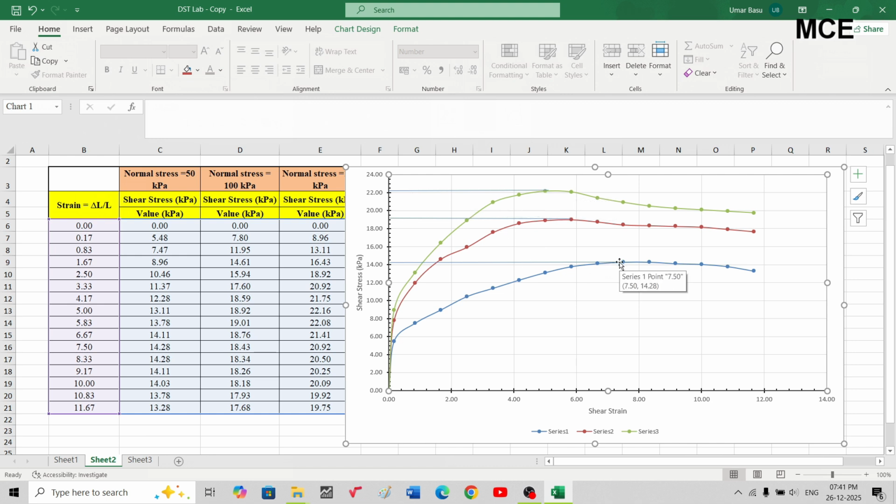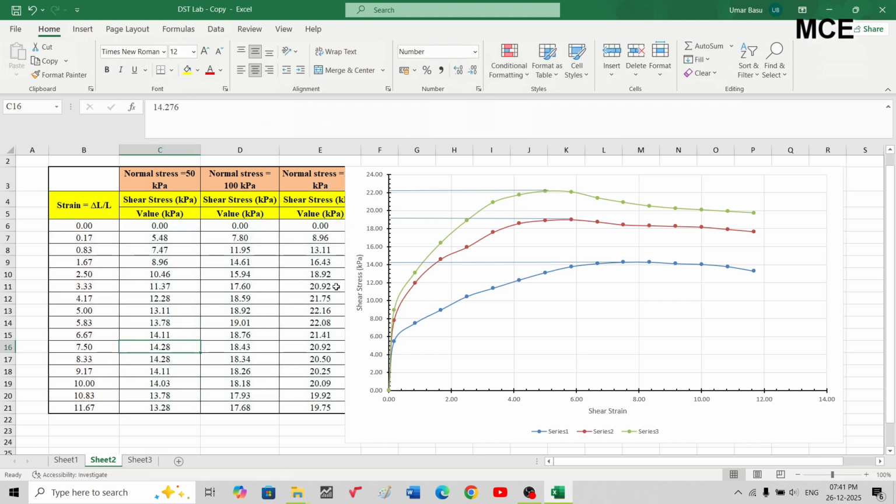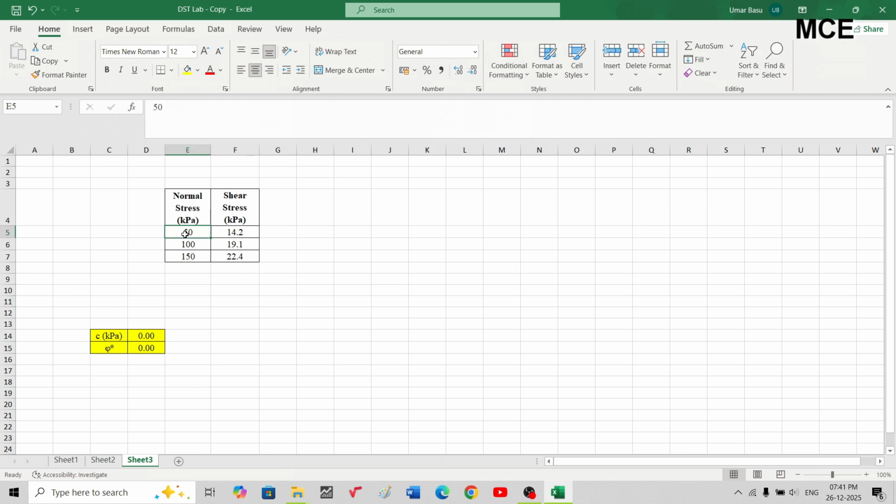Simply at the peak value you have to draw a horizontal line where it touches the vertical axis. You will get the shear stress. Or to be on the conservative side, you can directly take the maximum value from the table as your shear stress. So for my normal stress of 50 kilopascal, shear stress was 14.2. For a normal stress of 100 kilopascal, shear stress was 19.1. And for normal stress of 150 kilopascal, maximum shear stress was 22.4.